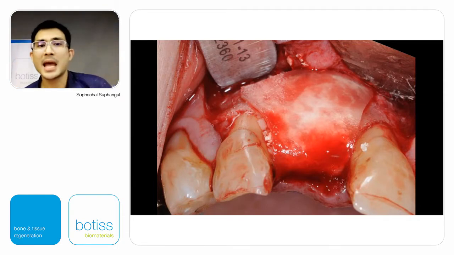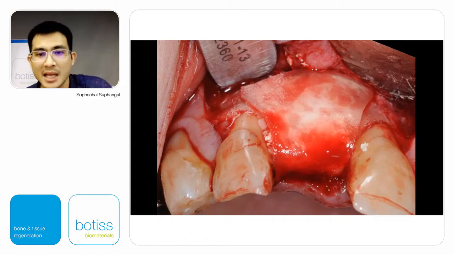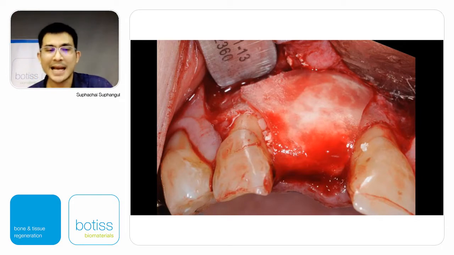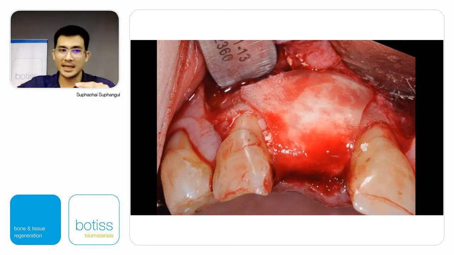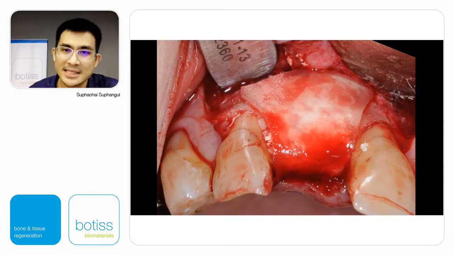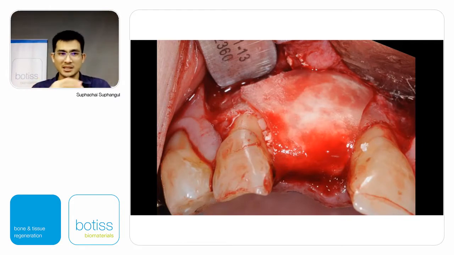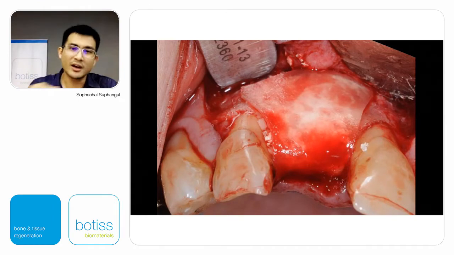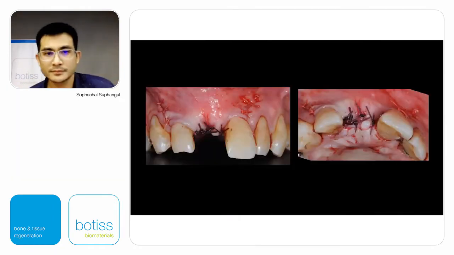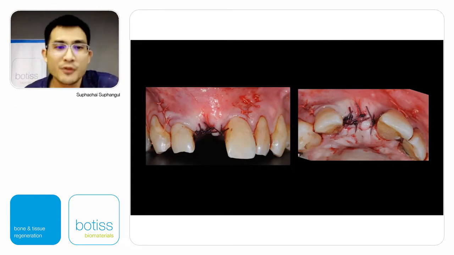In this case, I don't use any titanium tack because the membrane is very stable. I cut it a little bit longer than the defect. It can cover like a blanket, and it covers the graft very well. And then I do the tension-free primary closure.